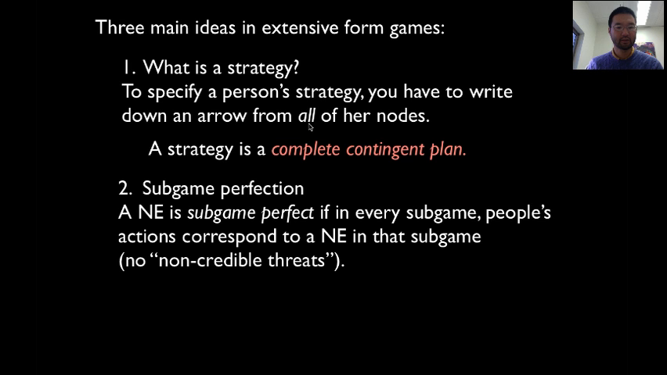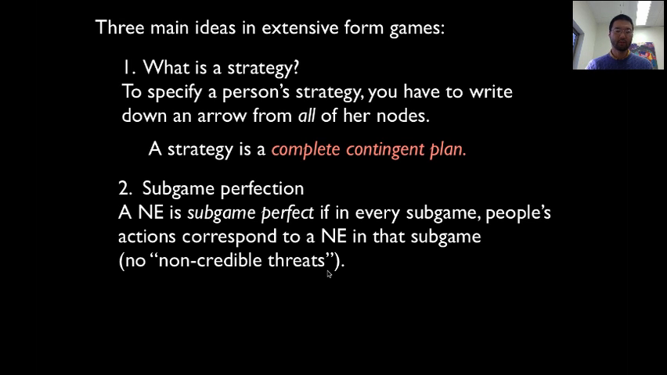The second point is subgame perfection. When you take an extensive form game and put it into a table, a strategic form game, you can find Nash equilibria, but then we said, well, some of them are sketchy, some of them are kind of strange, and the good ones we called subgame perfect. So a Nash equilibrium is subgame perfect if in every subgame people's actions correspond to a Nash equilibrium in that subgame. In other words, in a subgame perfect Nash equilibrium, there are no non-credible threats. So in an extensive form game, there might be several Nash equilibria. Some will be subgame perfect, some will not.